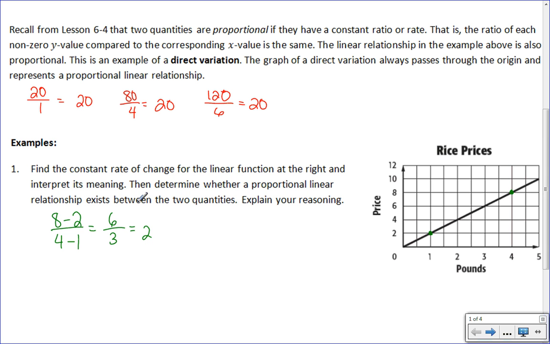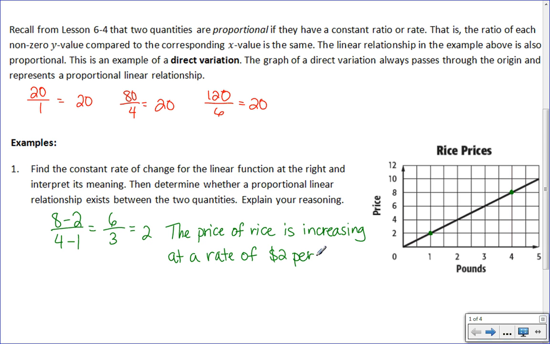And to interpret its meaning, that means that the price of rice is increasing because we have a positive rate of change. It's increasing at a rate of $2 per pound.